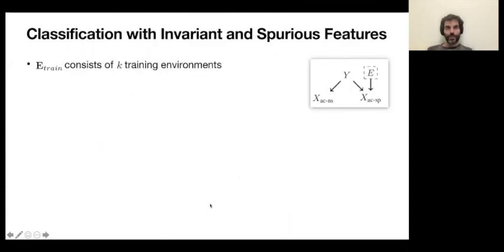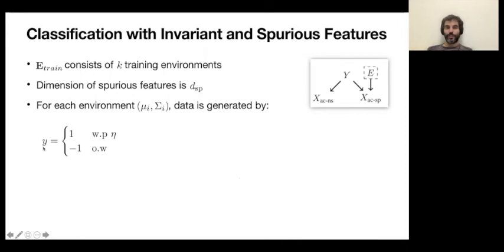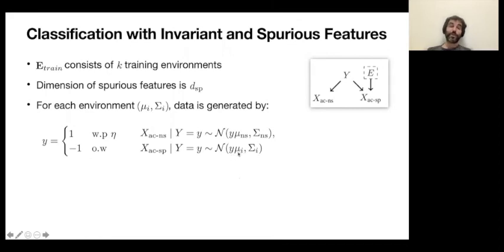In the first case, if the dimension of the spurious features is d_sp, we assume the following data generating process. Y is binary, and the spurious features are Gaussian, and their mean depends on the environment. So you have some mean mu_e, which varies by the environment. And again, we assume at test time we'll have a new environment and a new mu which we've never seen. The non-spurious features have the same mean, so they do not depend on E, and they replicate across environments, including the test environment. But of course, we don't know that. We get all the X together, and we need to figure out which ones are spurious and which ones are not.